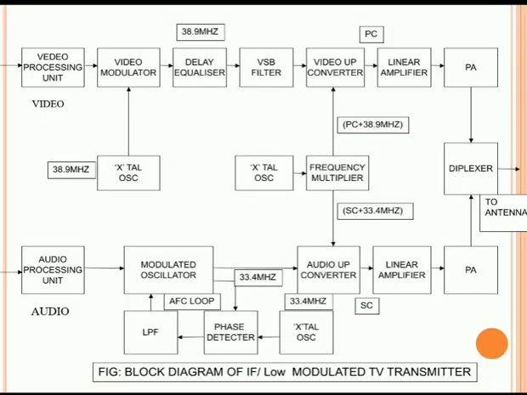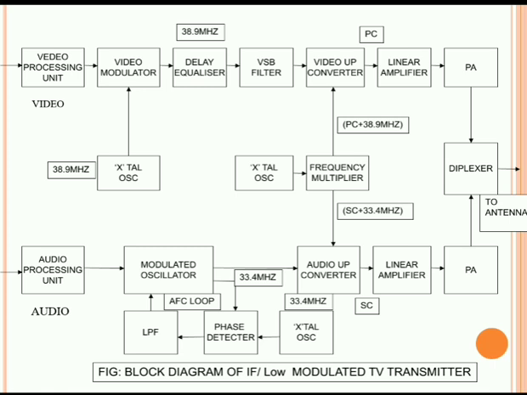Now this is the basic block diagram of the intermediate or low level modulation transmitter. You can see there is a video processing unit which takes the video signal, and an audio processing unit which takes the audio signal. A video modulator is used after that. A crystal oscillator is used here for generating the carrier signal. That carrier signal is given as input to the video modulator, and the other input is the modulating signal from the video processing unit.